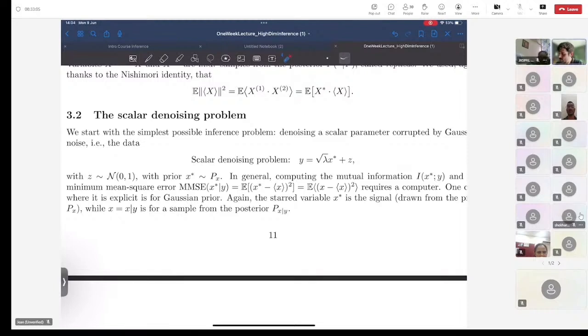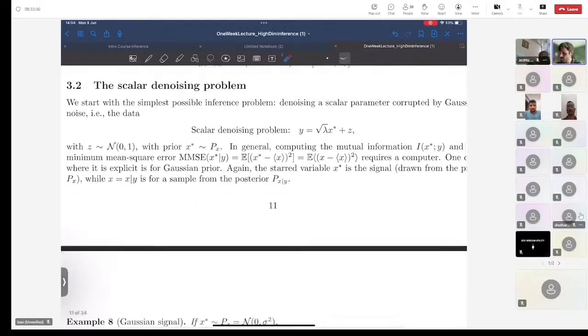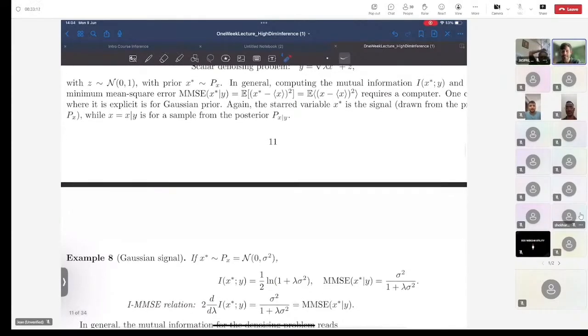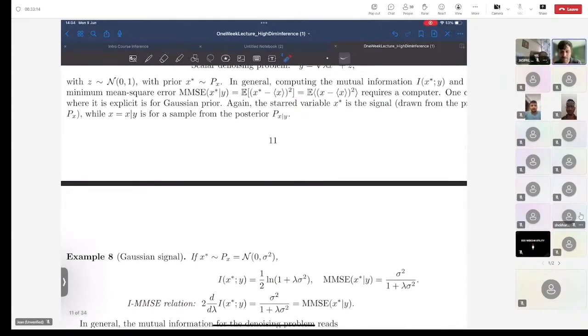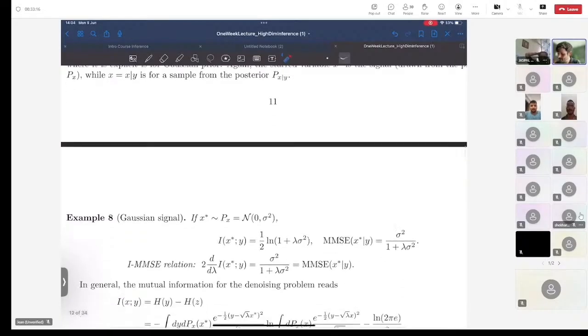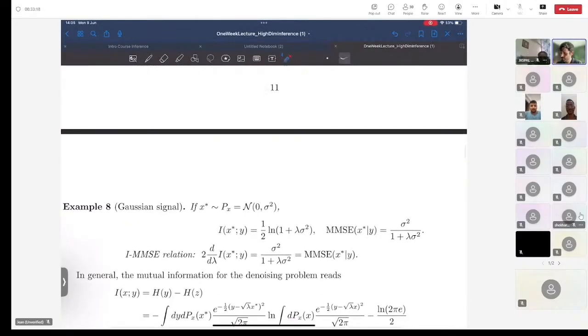So this problem is very simple. There is a single variable to recover. We have a single data point. Yet it's important to understand, and we will see why.